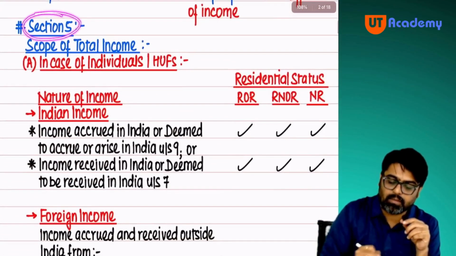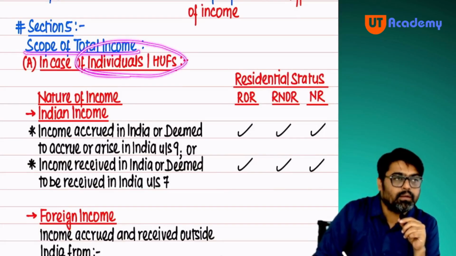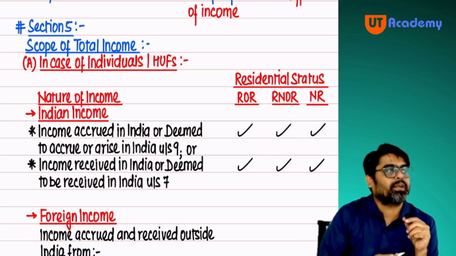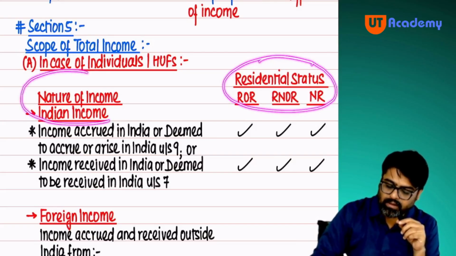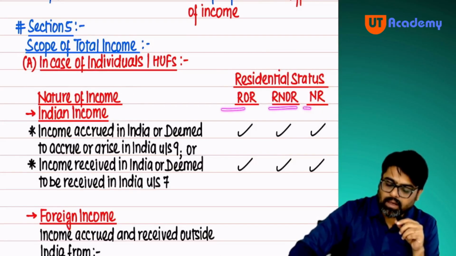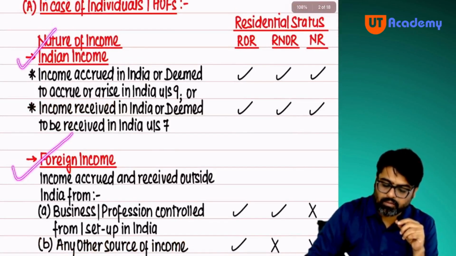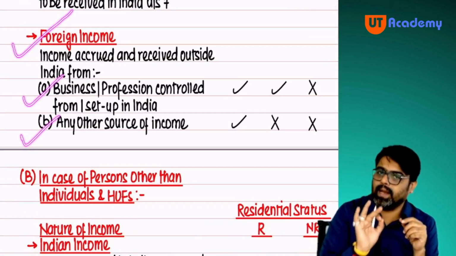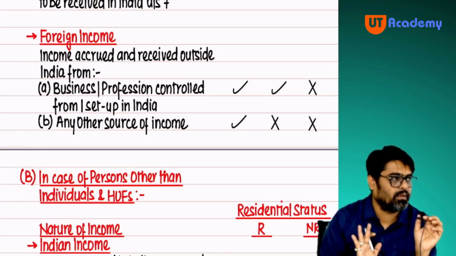What is this section number? Scope of total income for individuals. In the computation of total income of individual and HUF, which incomes will come, which incomes will not come? Depends on two things. Residential status, and what can be the residential status? ROR, RNOR, NR. And what can be the nature of income? Either it will be Indian income or it will be foreign income. Foreign income part A, foreign income part B. Don't read anything. Just follow what I am doing. Have faith in me.